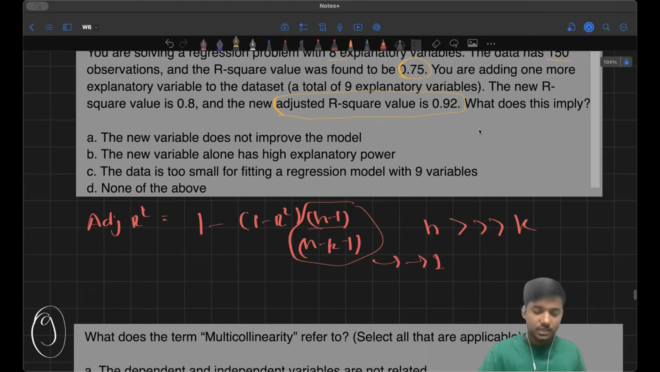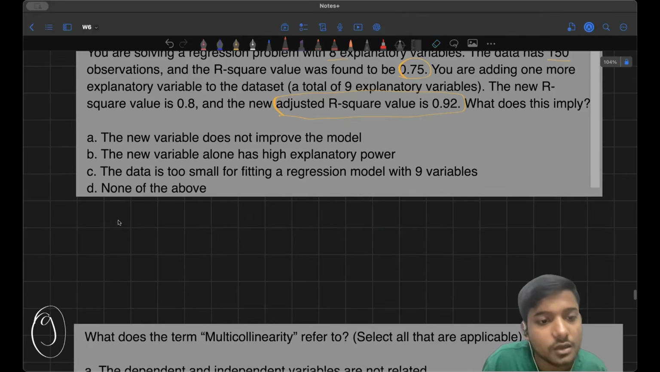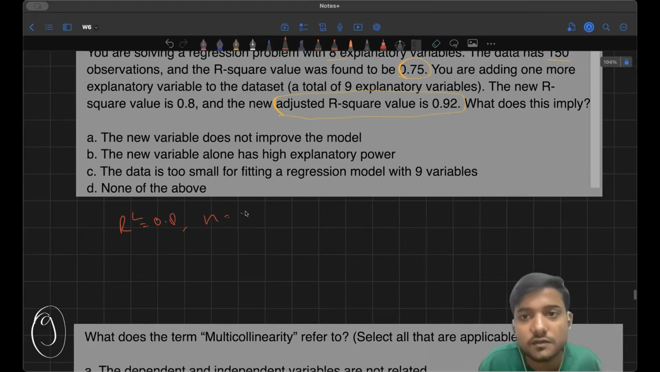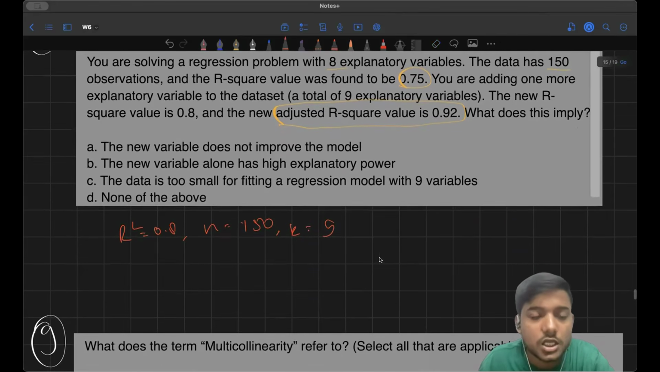But if you see here, we have R square as 0.8, but adjusted R square is greater than that. Do you think it is possible? No. You can check this manually. We have R square as 0.8, n equals, I think, 150, and k equals 9, because this is for the new model. You can plug this in and you will observe that adjusted R square would be something else. So therefore, the information in this question is itself wrong.